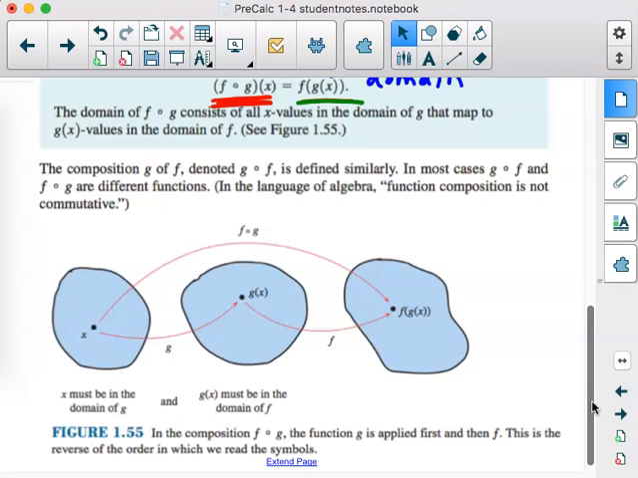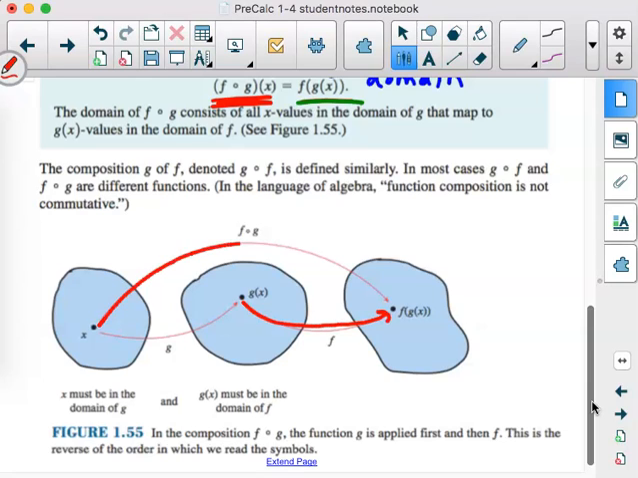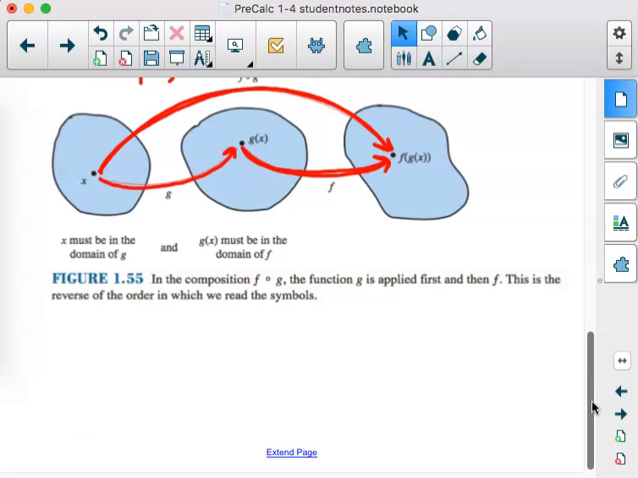And what they're trying to show us here is that g of x will go into f of x, and that determines the domain for that composition. So we're taking x, putting it into g, then g goes into f, and together we have the composition. It's showing you this process of thinking about the domain. So x must be in the domain of g because g is the input, and then g of x must be in the domain of f. It's all about the inputs, and the main input is whatever is inside the deepest set of parentheses, the innermost parentheses. Like it says, in the composition f of g, the function g is applied first, then f, and that's the reverse of the order in which we read the symbols.